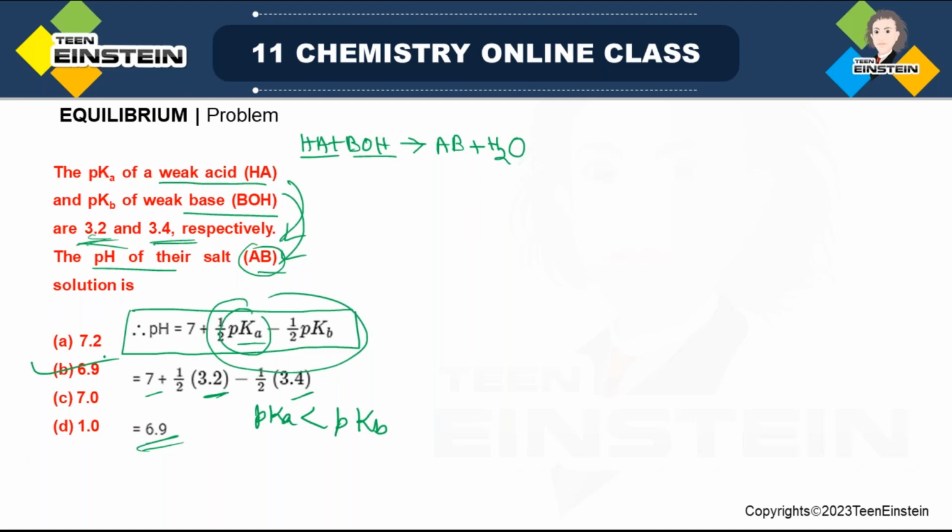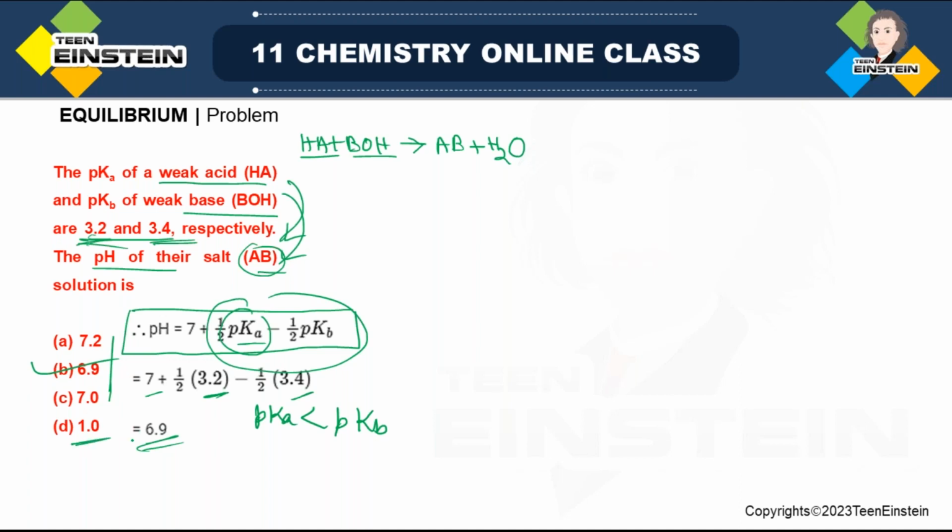and this option should be the correct option, option B. So among these three basically we have to choose. But if you look carefully, without solving, that is, without putting the values of pKa and pKb in this formula, you can solve this problem. How? When you read the question, you can understand that pKa is lesser than pKb.